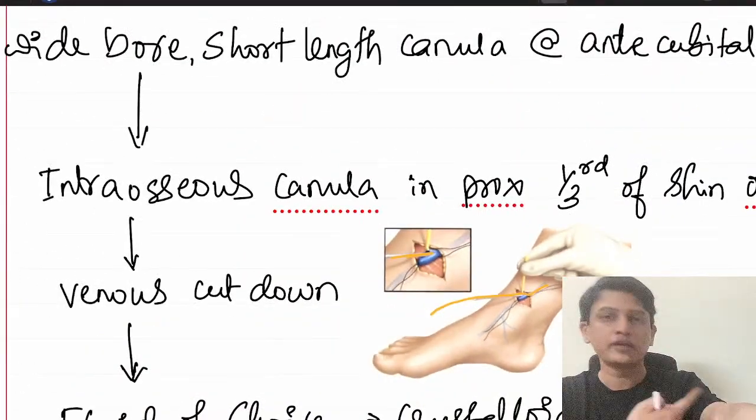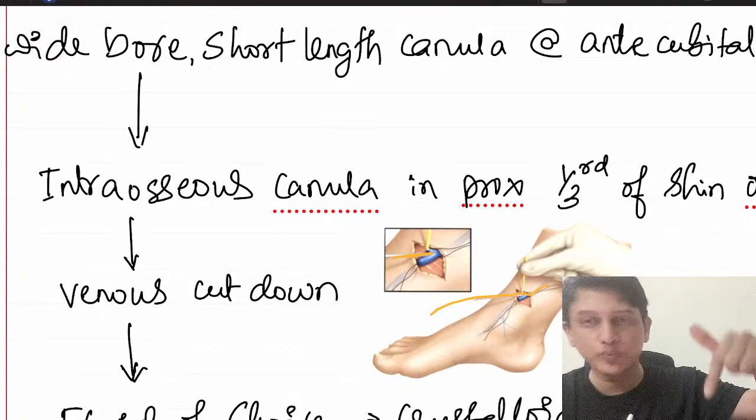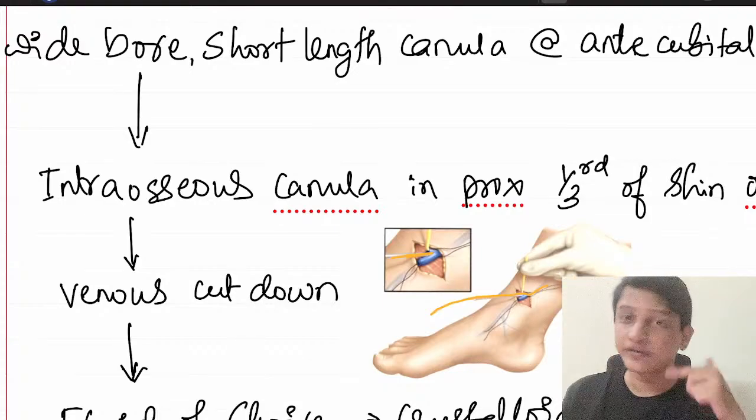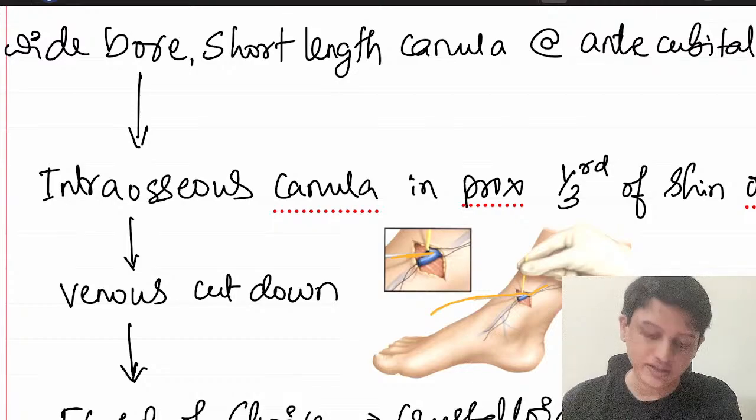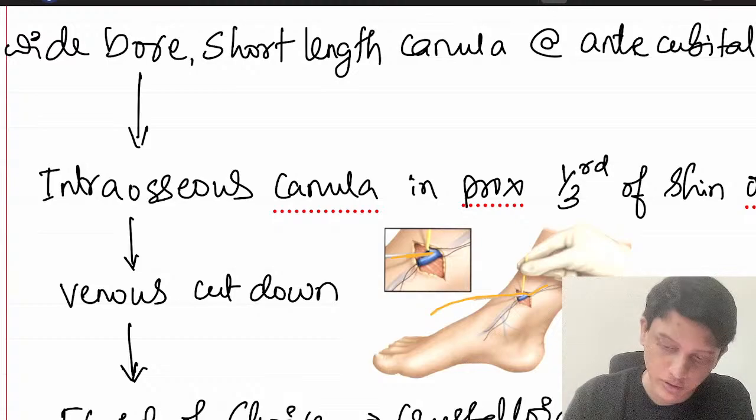Wide bore cannula into the vein. If the vein is not gettable, then you put it in the intraosseous manner. If that's also not possible, then into the big veins in the body you can directly do the venous cut down, also called venesection.